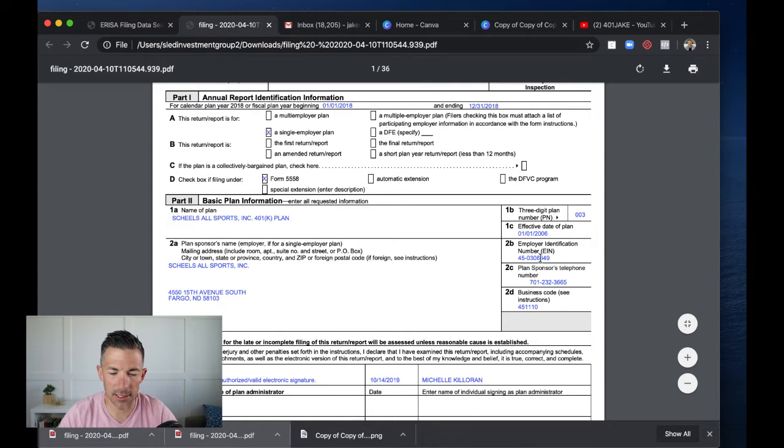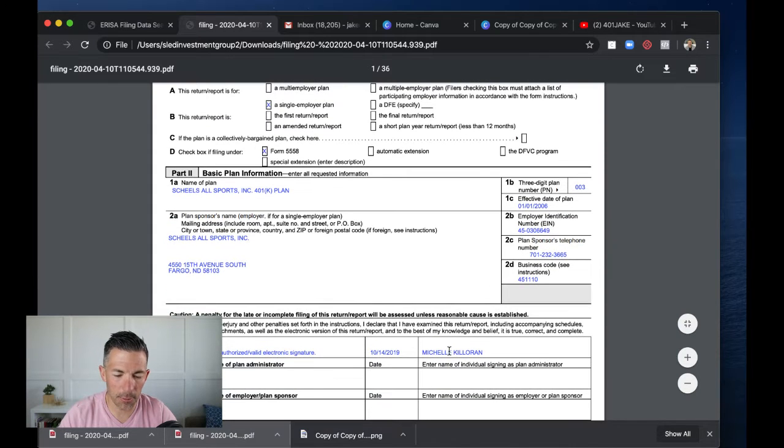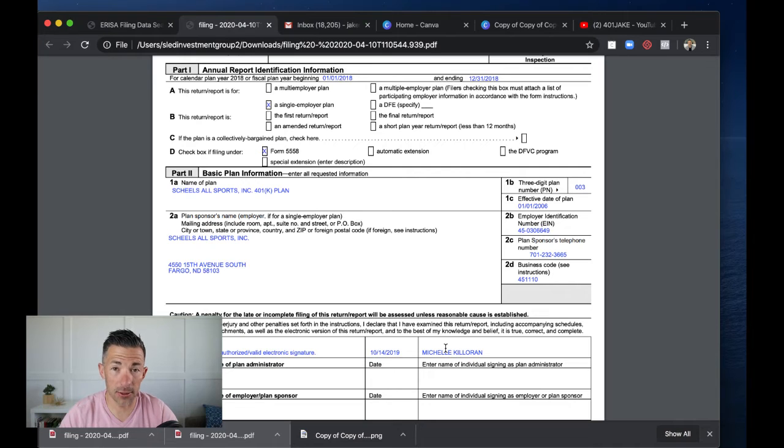Here's that tax ID again. Here's a phone number and the person that signed. Now the person that signed may or may not be a trustee on the plan. It could just be the HR person. It could be the CFO. It could be an owner. It can be a lot of different people. So it's important to know that.